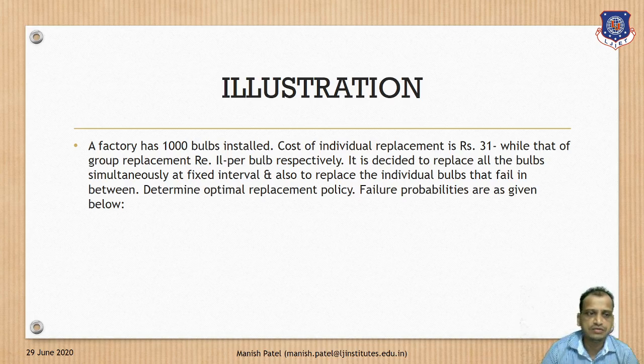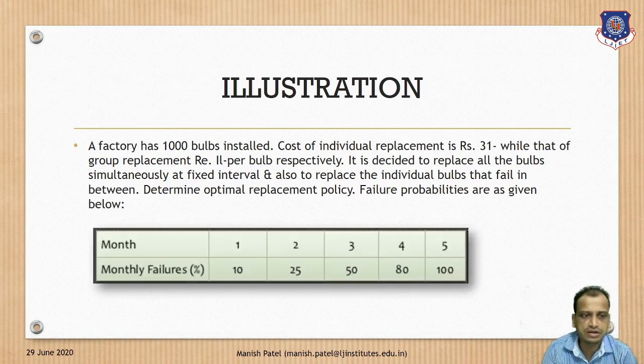Failure probabilities are given below. So what are the failure probabilities? Now here it is given. The first month it is given 10% failure. What do you mean by that? Means in the first month the probability of a bulb failing is 10% or 0.1, right? Now if you see these figures here, they are 10%, 25%, 50%, 80%, 100%.